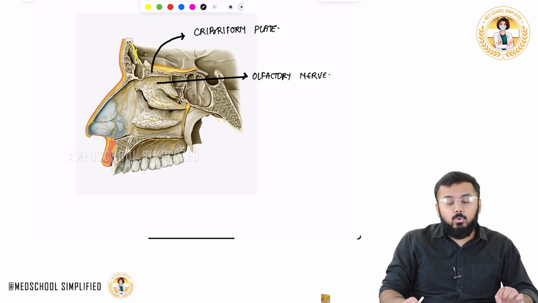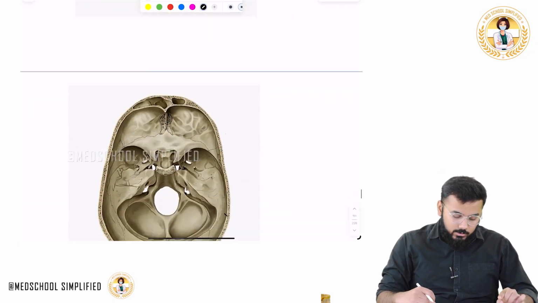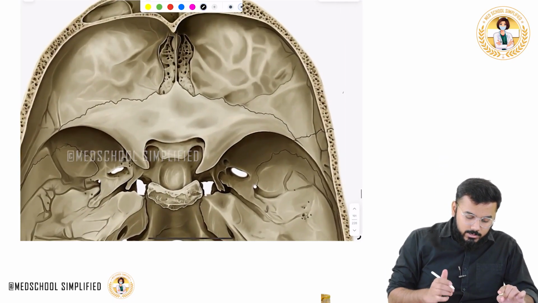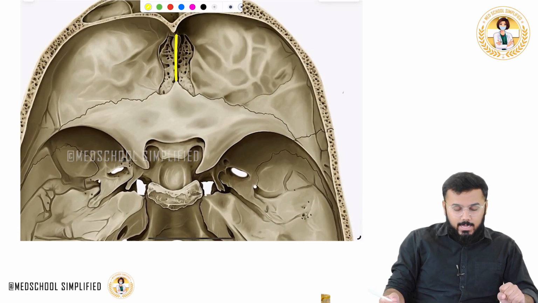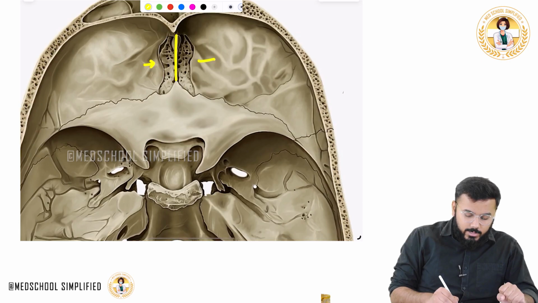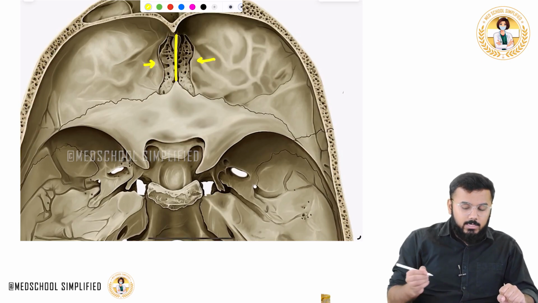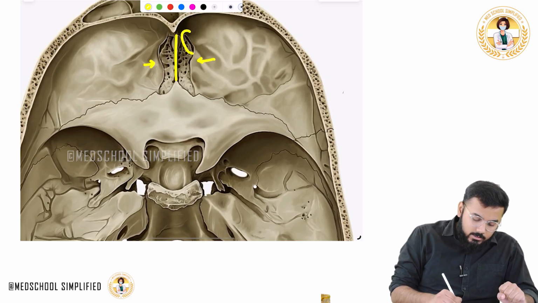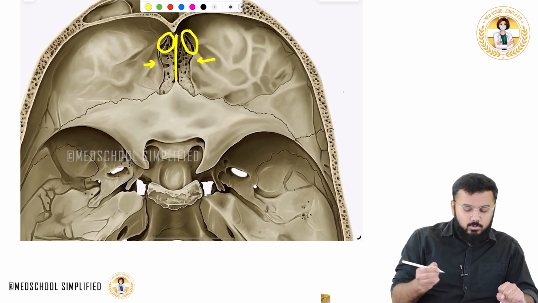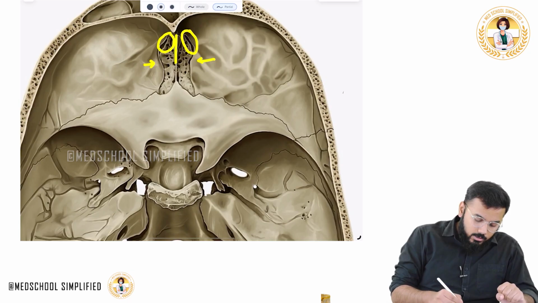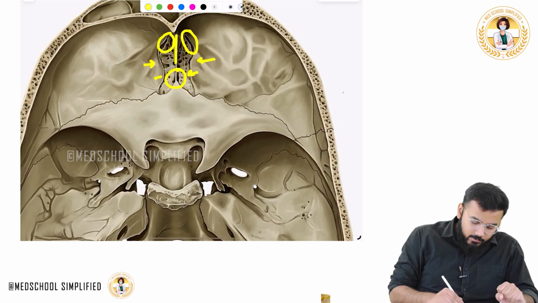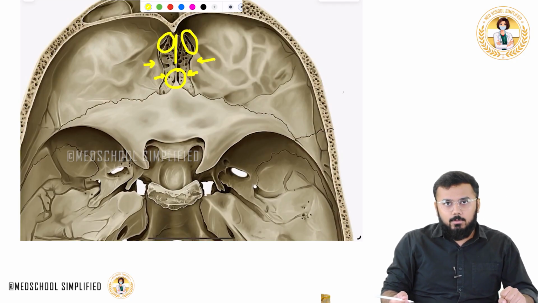Okay, so these are the two important things you can see over here, right? Here also very clearly you can see that this center structure which I am drawing is your crista galli. On either side of the crista galli you can see openings like this. These openings are multiple foramina, and this opening over here on both sides is called the anterior ethmoidal foramina, and on the posterior side also you can see two openings, one on the right and one on the left. These are called the posterior ethmoidal foramen.